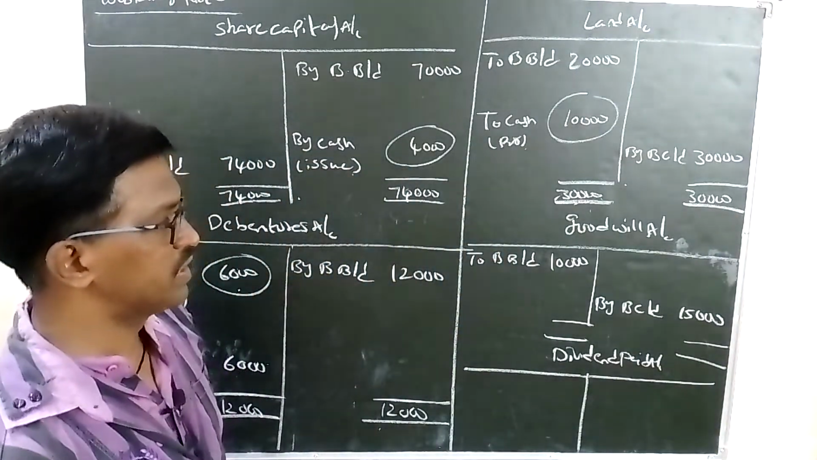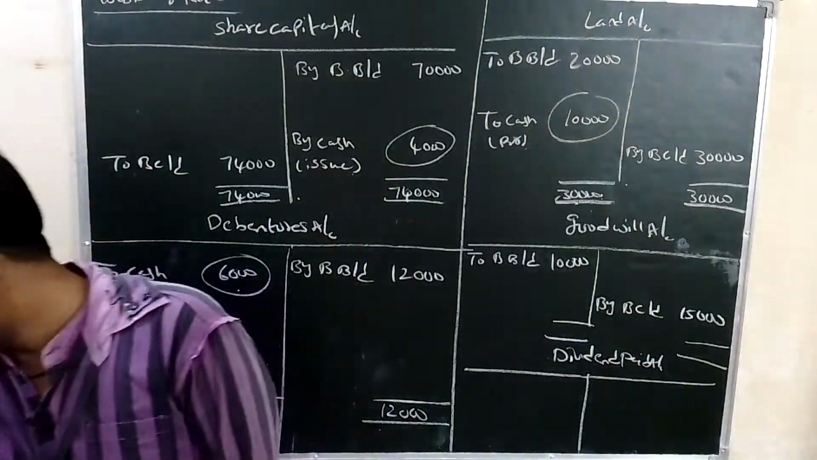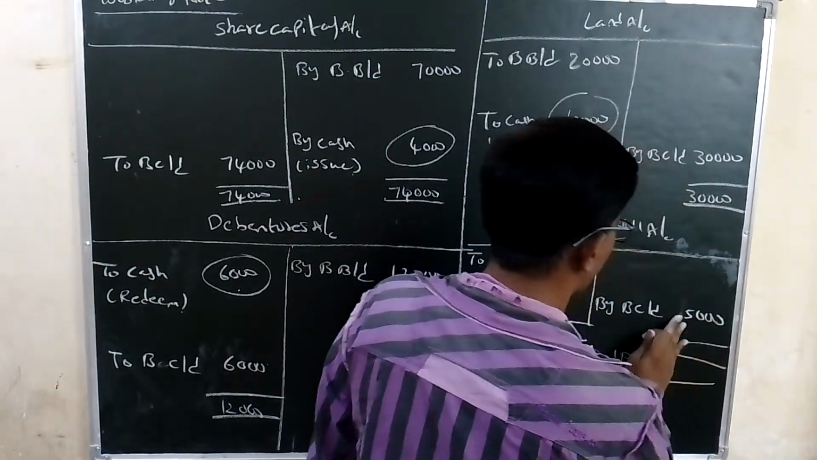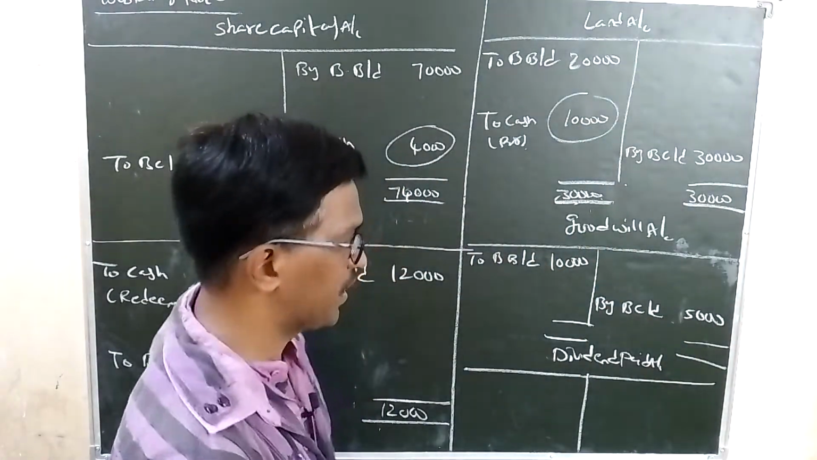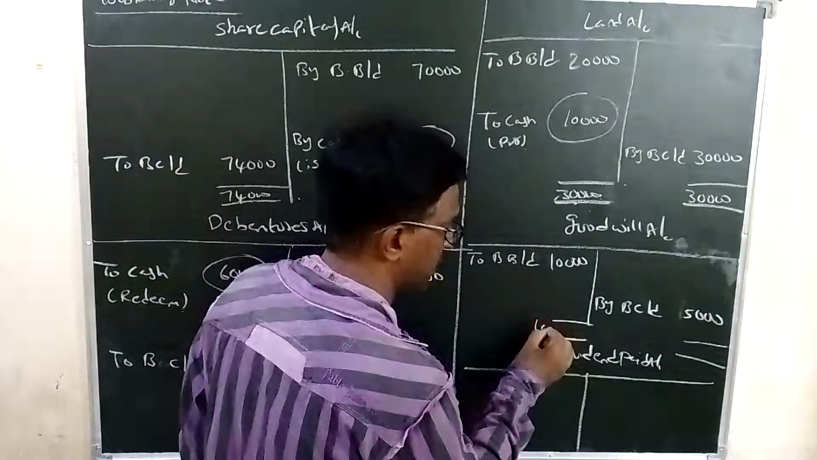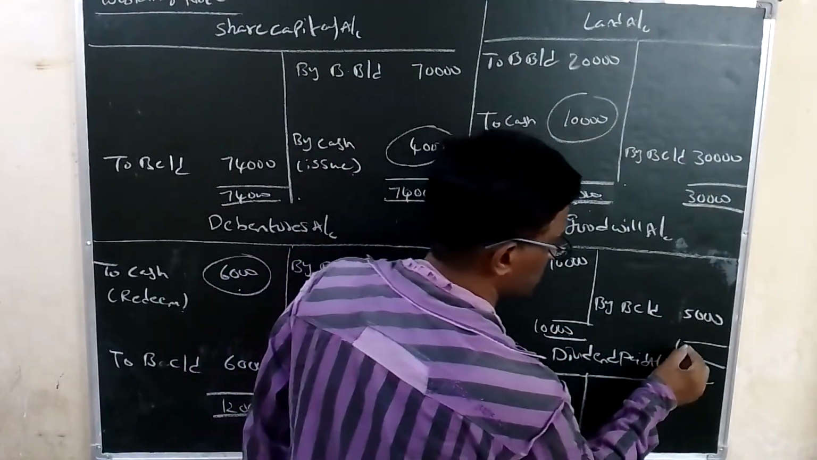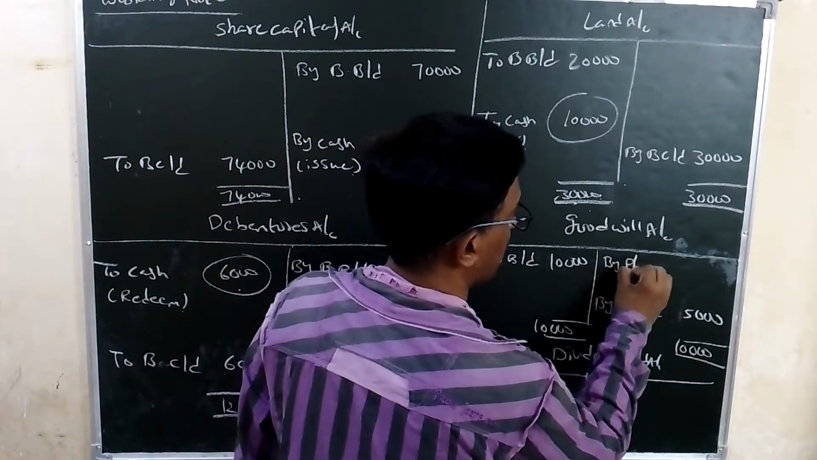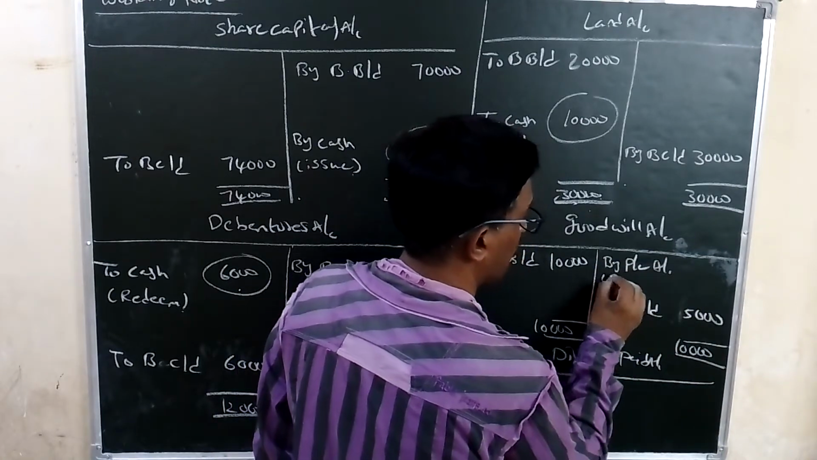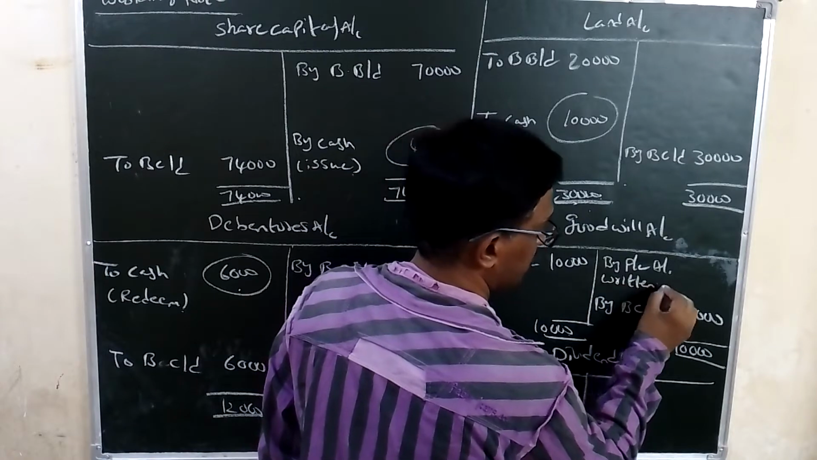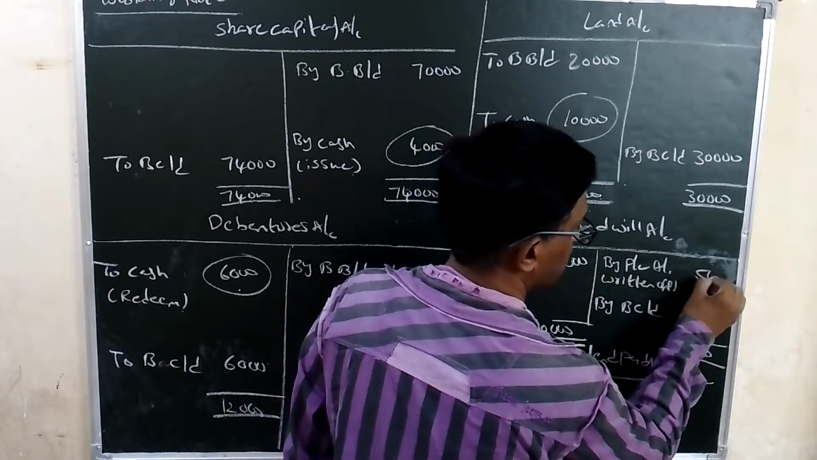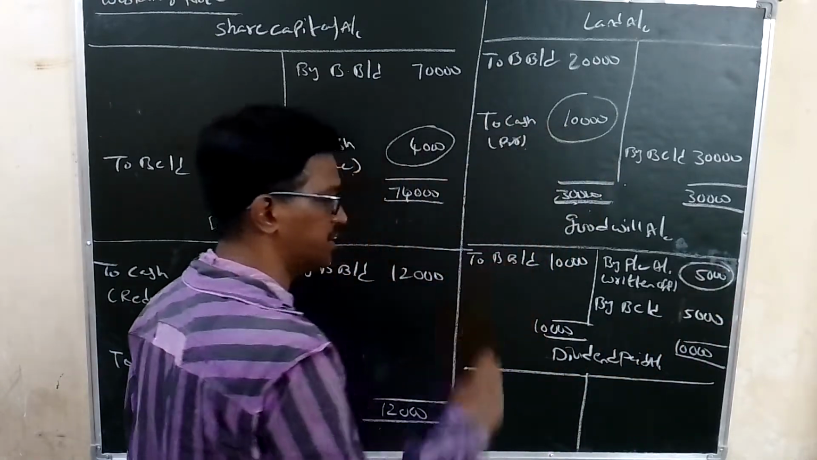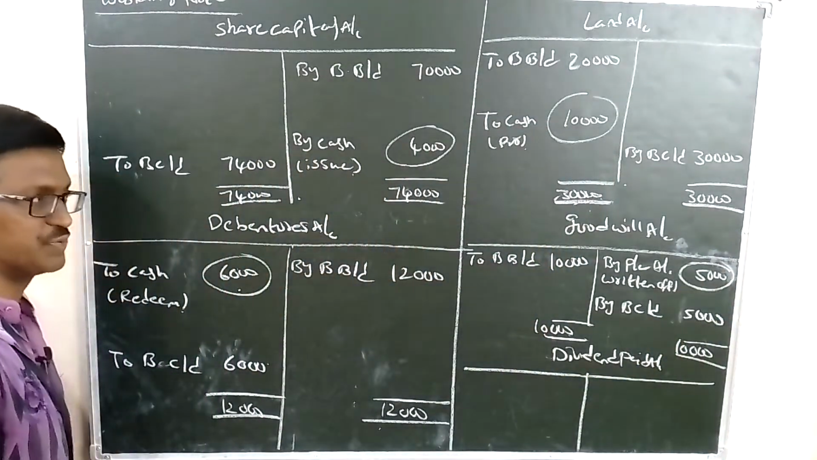Next, goodwill. Goodwill is given: opening balance 10,000, closing balance 5,000. It means the intangible asset decreased, it is written off. So the intangible asset written off will be treated as by profit and loss account written off, 5,000 by P&L account. If it increases, it is to cash, purchase of intangible assets.